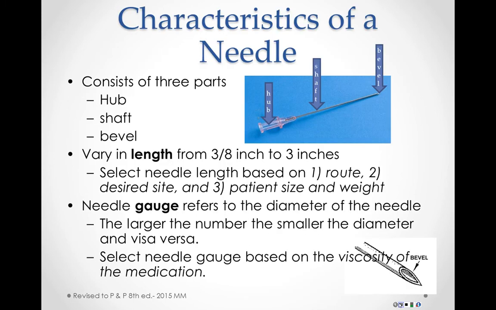Now let's take a look at the needle. The needle consists of three parts: the hub, the shaft, and the bevel. The hub is the color-coded part of the needle that attaches to the syringe tip. The shaft is the length of the needle, and the bevel is the slanted tip. Note the illustration of the bevel in the lower right corner of the slide.